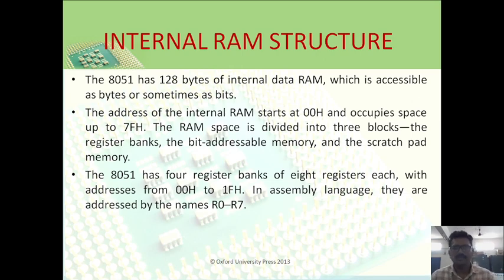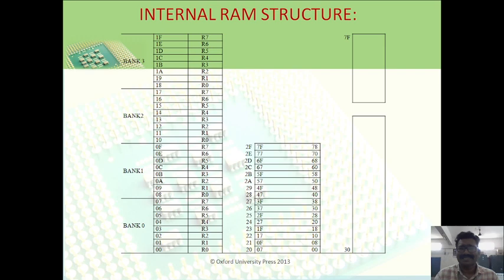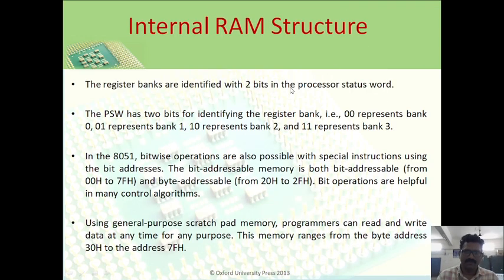The 8051 has four register banks of 8 registers each. The addresses are from 00 to 1F. In assembly language, they are accessed by the names R0 to R7. So this is the structure of internal RAM. These are the register banks from 00 to 1F, and this is the bit addressable memory, and from 30 to 7F is byte addressable memory.